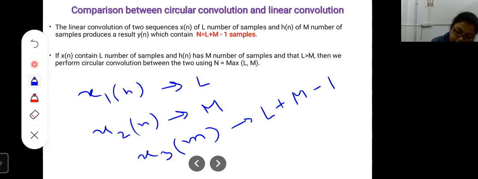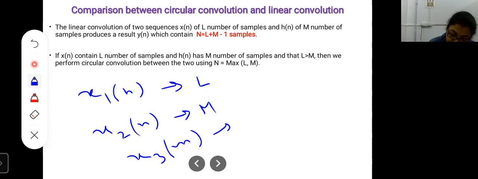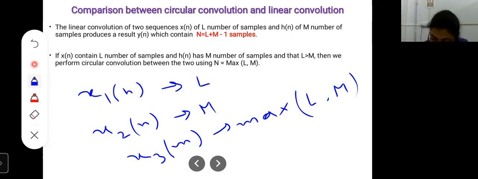But if I consider circular convolution, say x1(n) has length L again and x2(n) has length M again. Then the length of x3(m) should be the max of L comma M. So we have to find which length, L or M, is greater. If L is greater, then the length of x3(m) should be L.